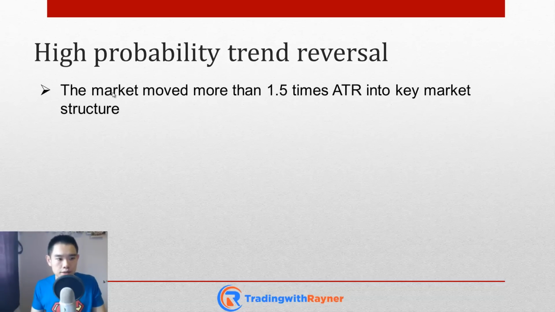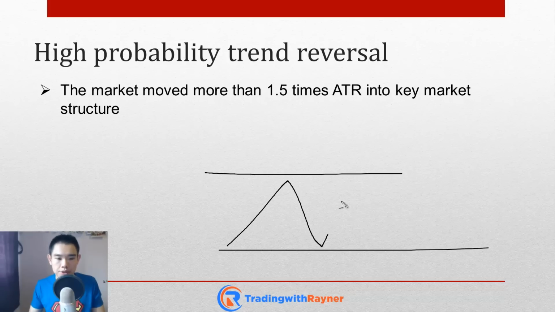Okay, and you can use this knowledge, right, to your advantage and trade the trend reversal. How you'll do it is this, right? You want to look for the market that has moved more than 1.5 times ATR into key market structure. So what I mean by this is, let's say, for example, market is in a range. Okay, market is here. And at this point, market is closed over here. Let's say, again, let's talk about euro dollar. Average 100 pips a day. And let's say today, euro dollar has moved 200 pips, right? Bullish candle. Smack into this area of resistance.